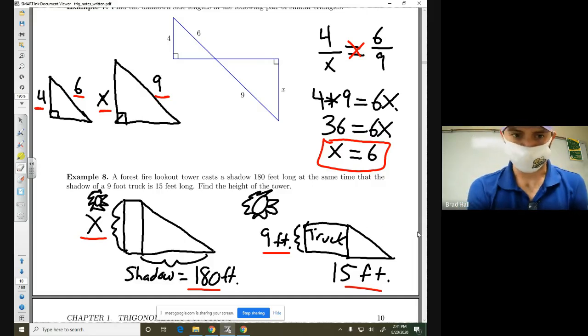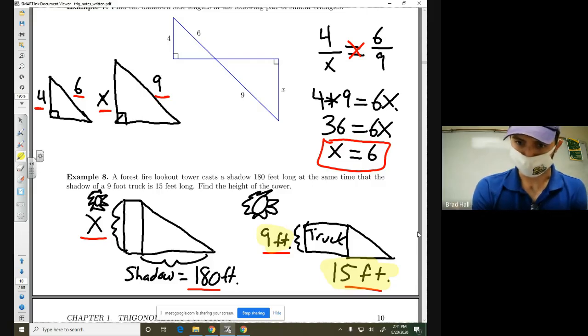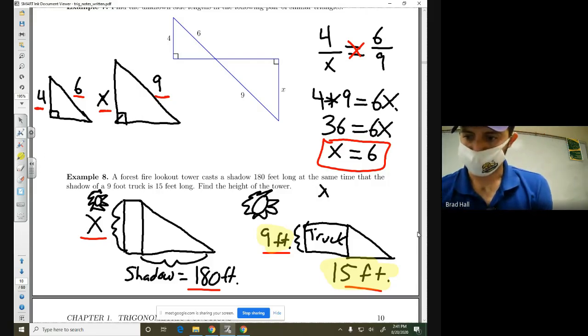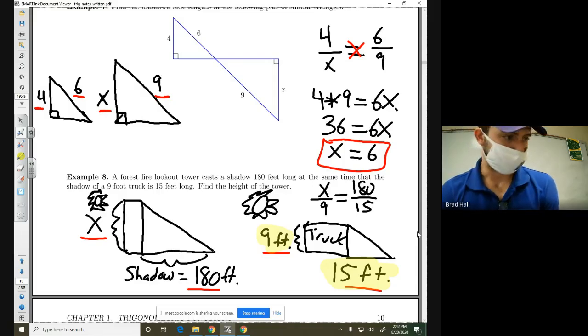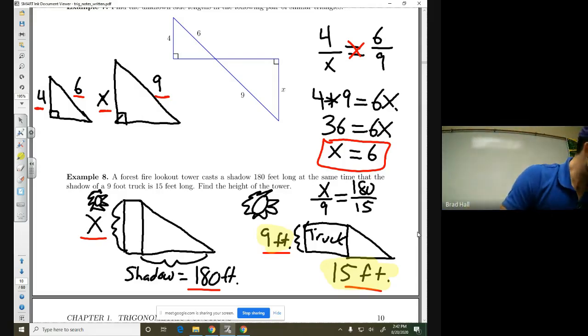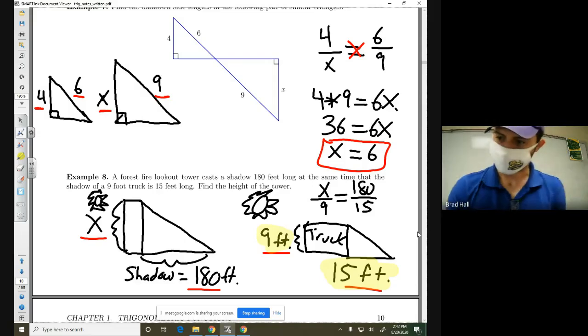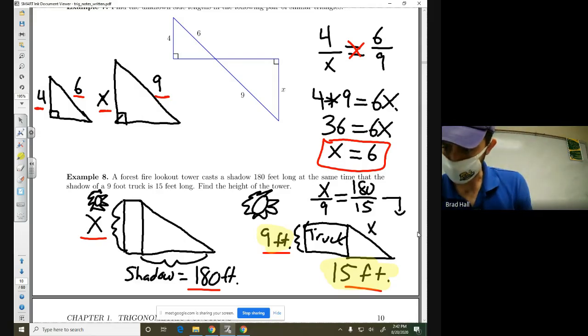Okay, so that one should be 9, that one should be 15. That's me just having a brain fart. So 9-foot truck, 15-foot shadow. All right, so X and 9 correspond, 180 and 15 correspond. And if you do that computation, you should get X is the 108 that I had in my notes.